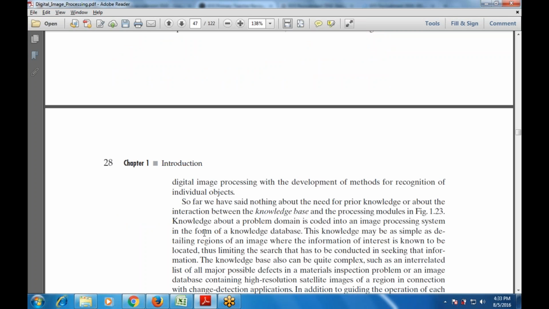So far we have said nothing about the need for prior knowledge or about the interaction between the knowledge base and the processing modules.